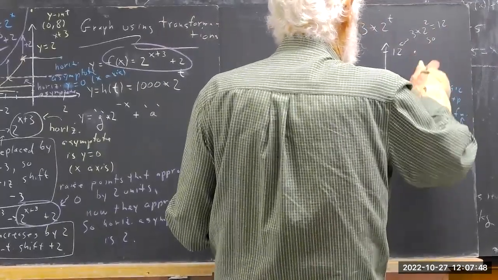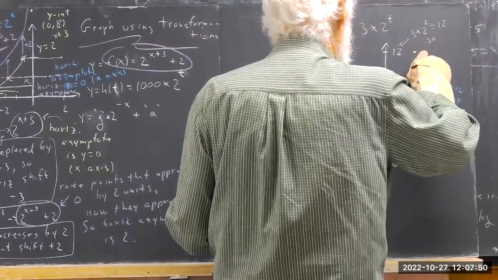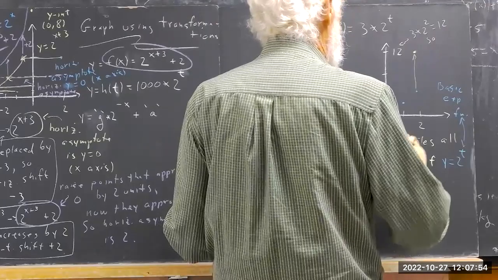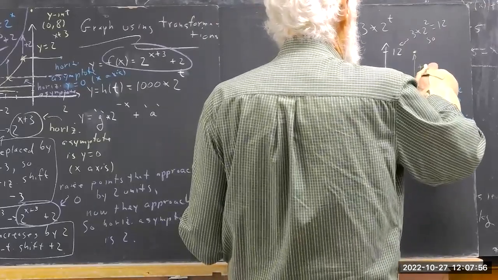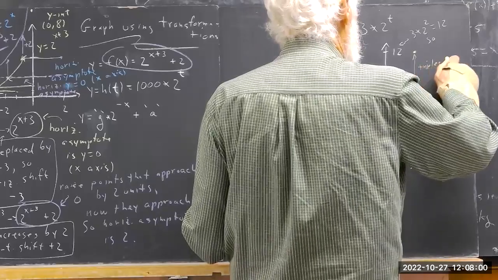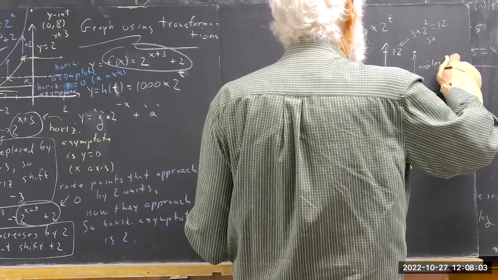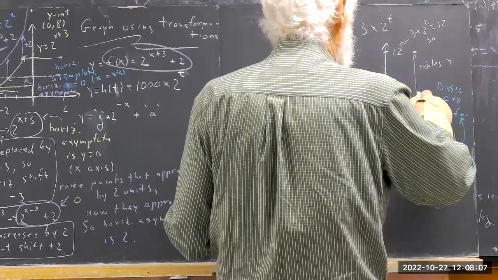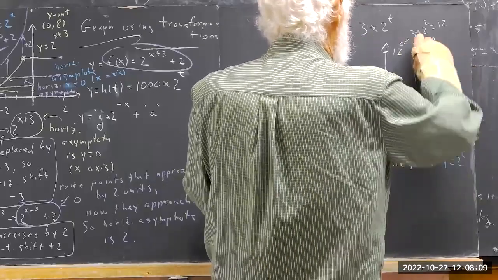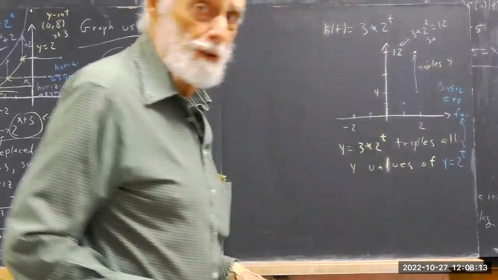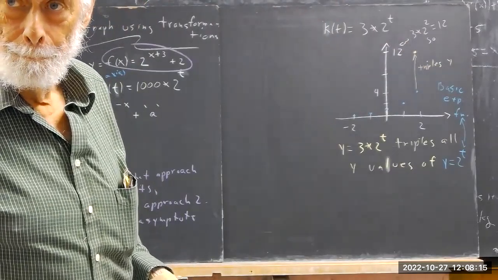So at this point, it moves all the way up here. This triples the y value. So the y value is here. We get another one and another one. My scale isn't real great. It doesn't really look like a triple, but it does.